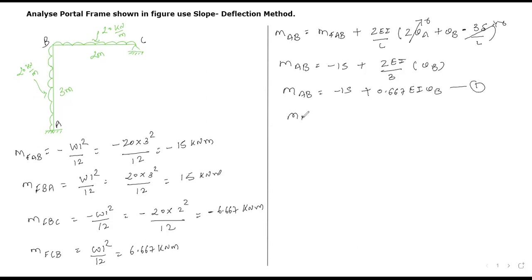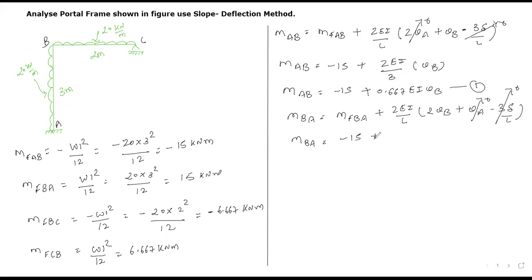Similarly, we are going to calculate MBA. MFBA plus 2EI divided by L, twice theta B plus theta A minus 3 delta by L. Again, in this case this delta is 0, theta A is 0. Put the remaining values. We will get MBA.